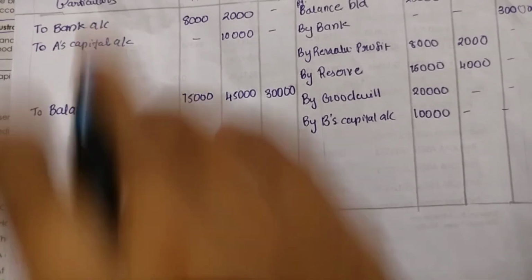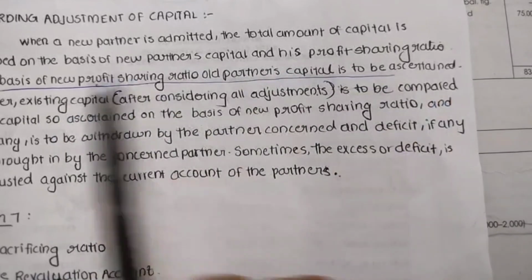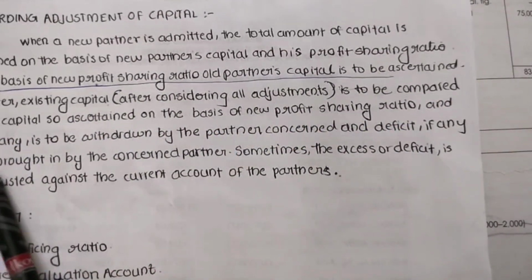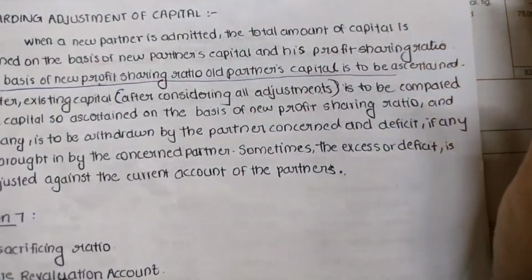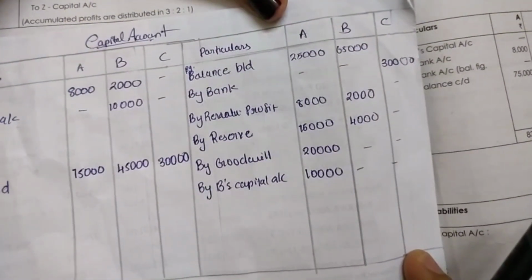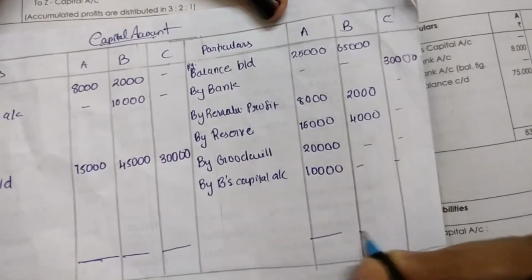In this question, this passage, when you read further, we have to compare it, right? Existing capital has to be compared with the capital ascertained on the basis of the new profit sharing ratio, and see the excess if any. We have to see if the capital is excess or deficit. So now let's see. What calculations do we have to do first? We have to add all this together, do the additions.